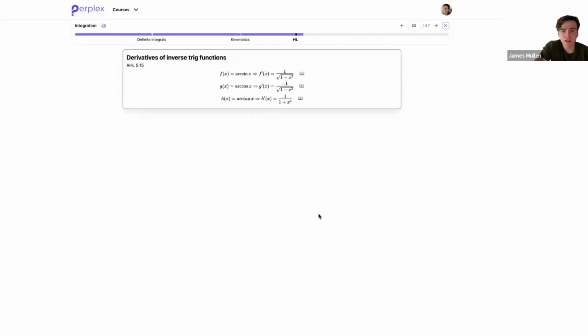You also need to know the derivatives of inverse trig functions. So remember, we learned that if f of x is equal to arcsine of x, then f prime of x is 1 over square root of 1 minus x squared, something similar for arc cos, etc. And therefore, if you have an integral in a form like this, you can work backwards to an inverse trig function.